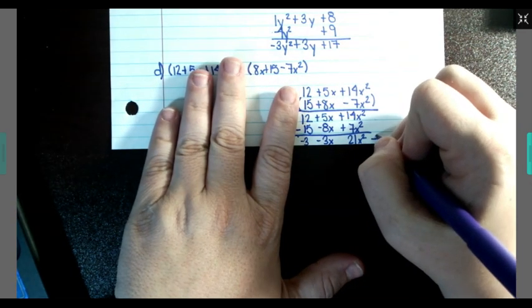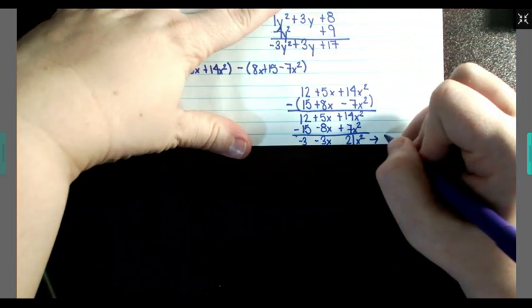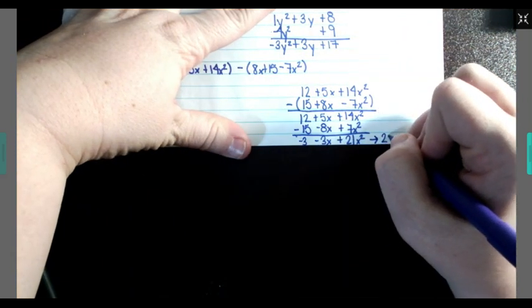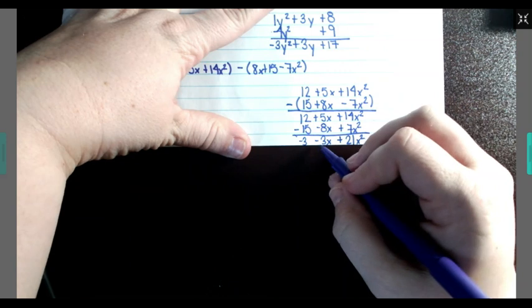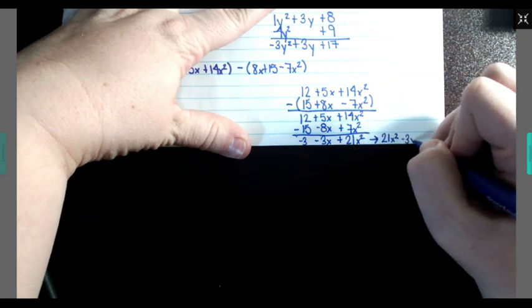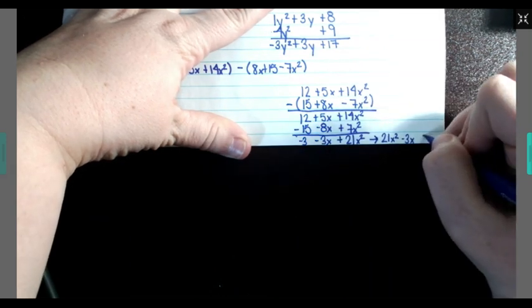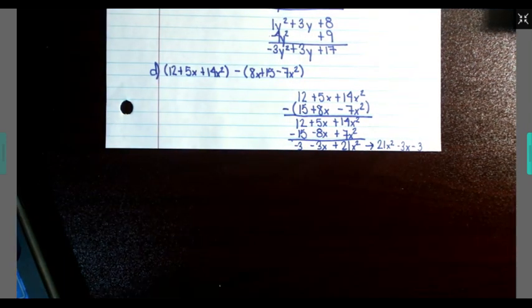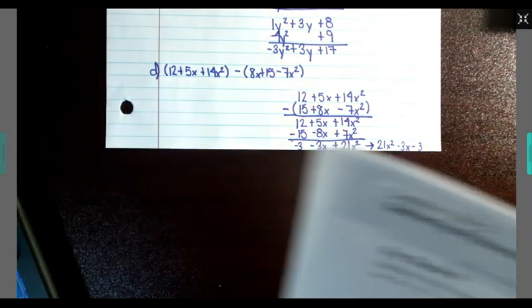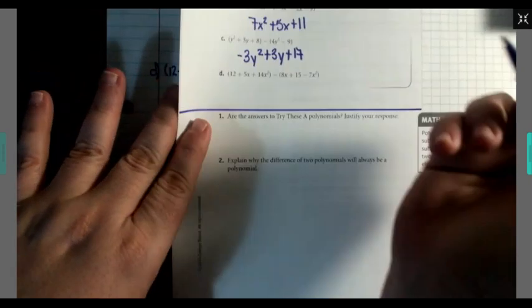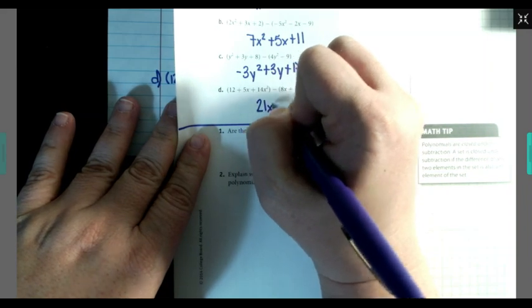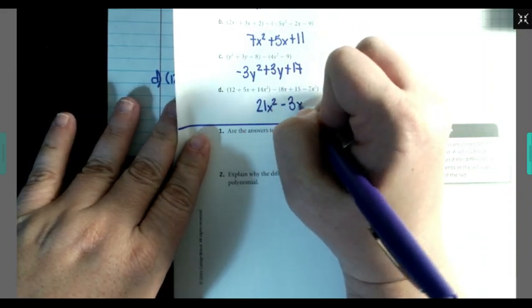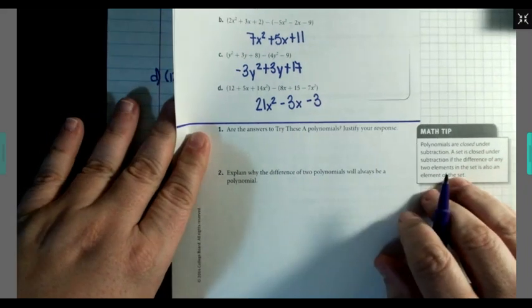Now, this is not written in descending order. Remember, descending order means we're going to write from greatest to least. So I'm going to do 21x squared first. I'm going to put the 3x next. And I'm going to put the 3 last. And notice whenever I rearrange this, I kept the sign with its term. That's important. So my answer here is 21x squared minus 3x minus 3.